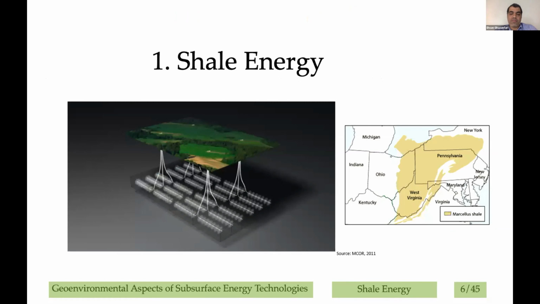So in the first part of this talk, I'm going to briefly talk about the shale energy and some of the environmental impacts that the shale energy has, and some of the existing challenges, and some of the opportunities for us as geoenvironmental engineers to get involved and to improve at least some of the aspects of the shale energy, because it's still going to continue a major role in the United States, particularly for energy generation.